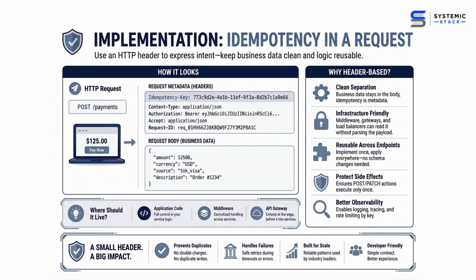Some systems also use a request ID header for similar purposes, but usually an idempotency key is specifically reserved for ensuring that the side effects of a post or patch request only happen once. When you're designing your own APIs, think about where this logic lives. Does it live in your application code, or can it be handled by a middleware or a gateway? Ideally, it's a reusable component that your developers can just plug in.